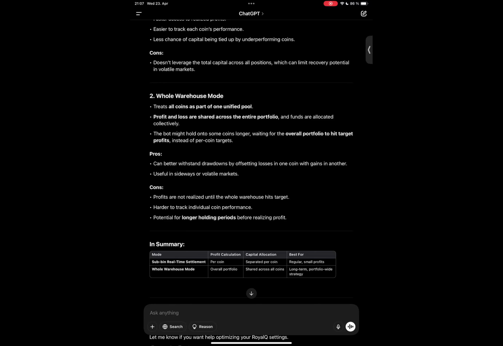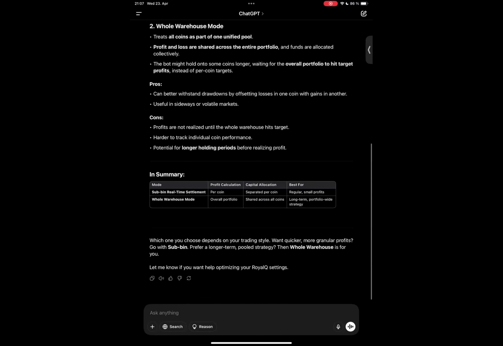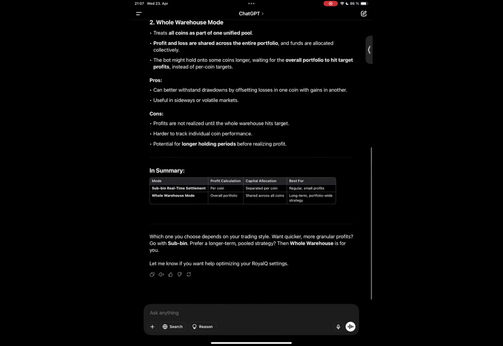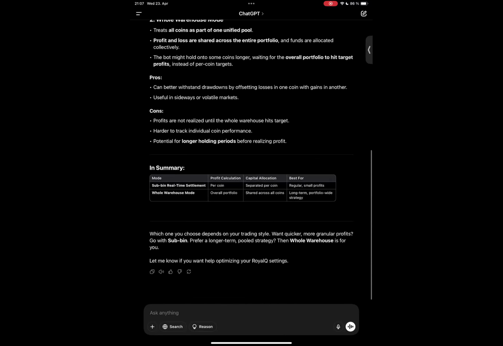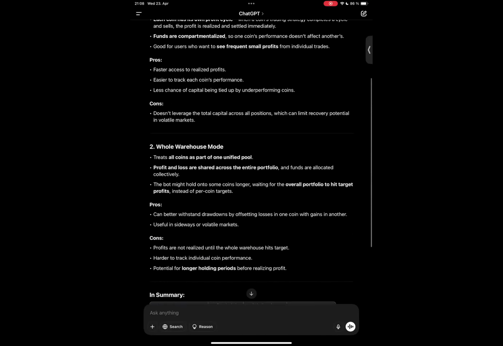That is when it's good to use the whole warehouse mode. Okay. So yeah, it's asking me, let me know if you want help optimizing your Royal Q settings. Which one would you choose? Which one you choose depends on your trading style. Want quicker, more granular profits? Go with Sabin. Prefer a long-term pool strategy? Then whole warehouse mode is for you.